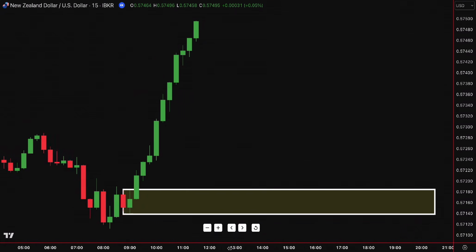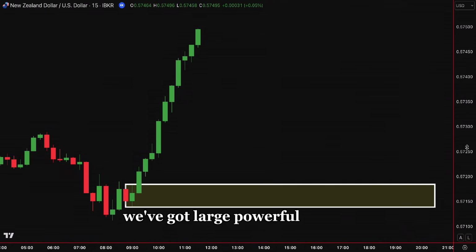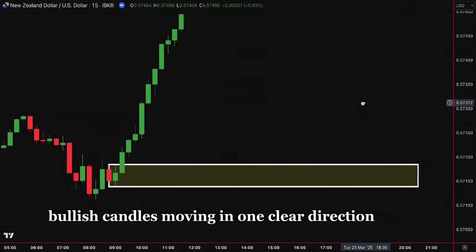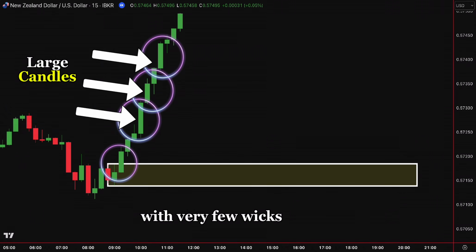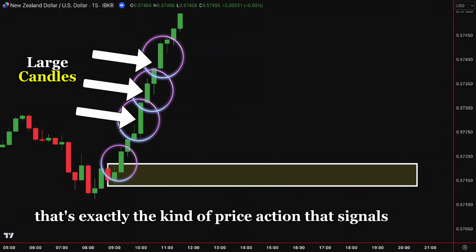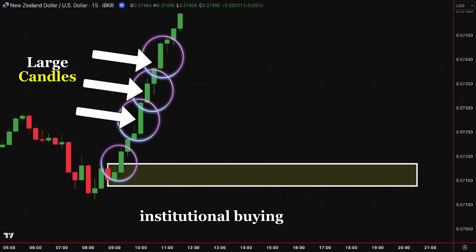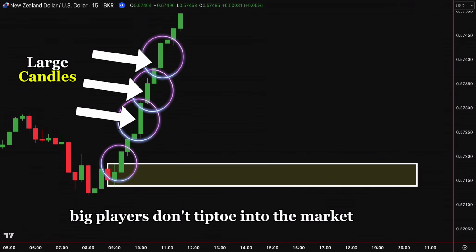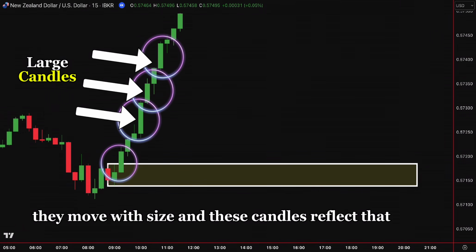First thing to notice, the candles. We've got large, powerful, bullish candles moving in one clear direction, with very few wicks. That's exactly the kind of price action that signals institutional buying. Big players don't tiptoe into the market, they move with size, and these candles reflect that.